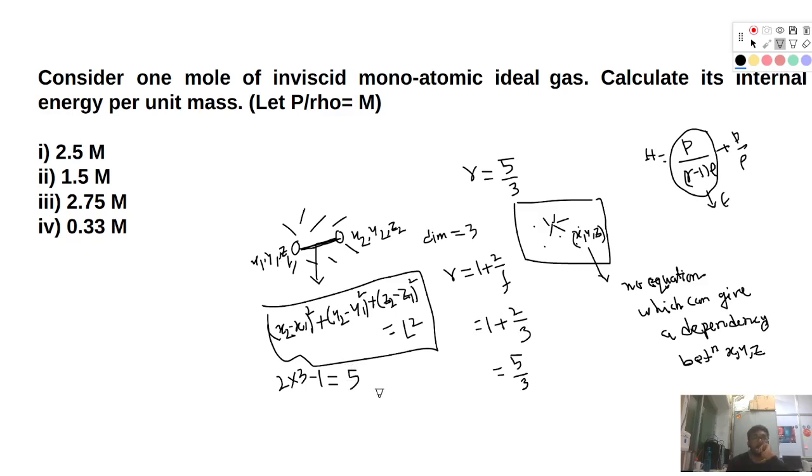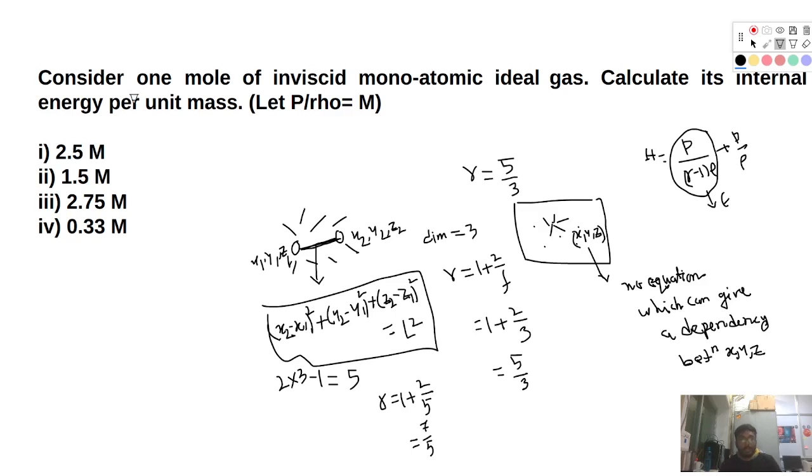Now if we consider this gamma, it will be 1 plus 2 by 5, and that will give you 7 by 5. So this is how these things are coming. Now instead of monoatomic, the question can ask for diatomic, even triatomic. So this way you can calculate for triatomic also, and that's how you can have this answer.